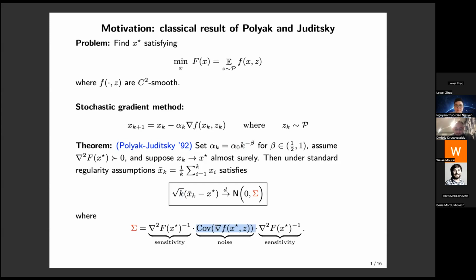So what is it? So you look at the gradient of f at x star, and you think about that as a random variable where the randomness is induced by the randomness in z, and it has a covariance, right? So this is just the expectation of this vector times its transpose. So the outer product, taken with expectation with respect to z. Okay, so that's the effect of the noise.